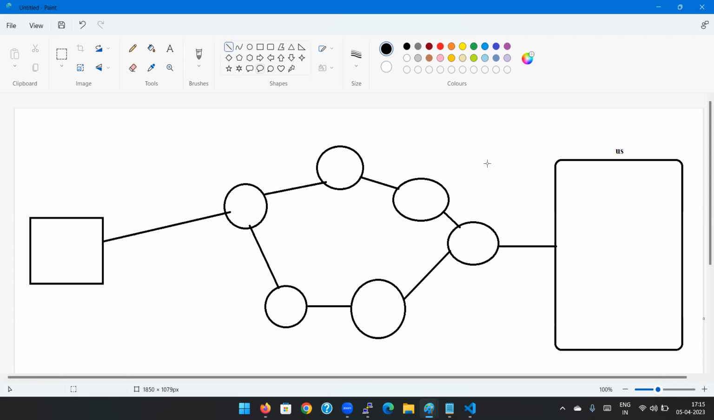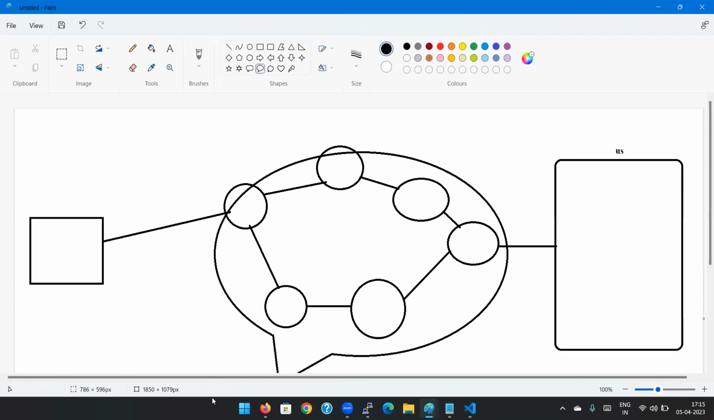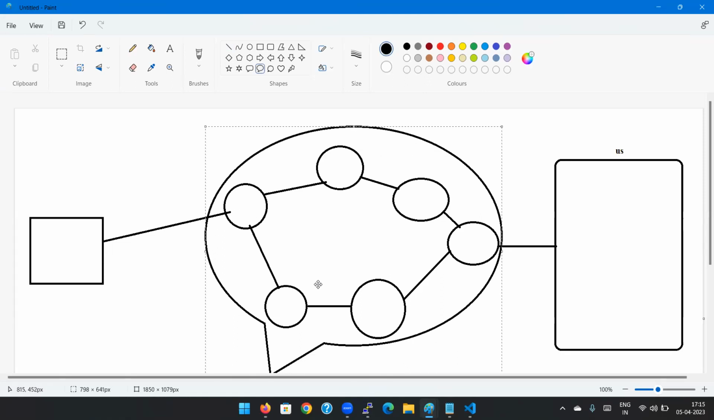A collection of multiple networks is called an internet. Now what is this multiple network? First of all, we need to understand the network. Network is nothing but connectivity. So from one end to the other end, from source to destination, destination to source, if there is any connection, then that is called a network.